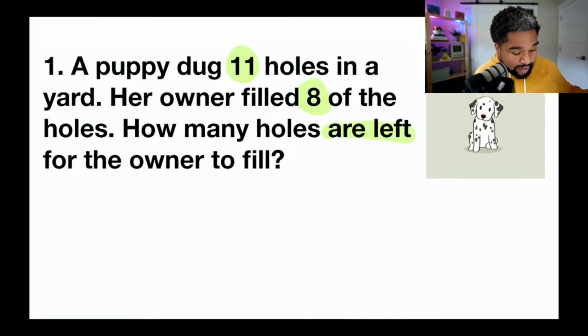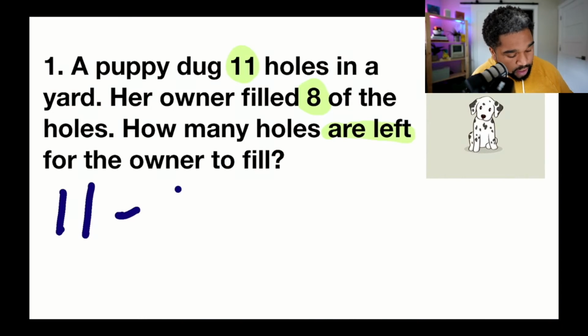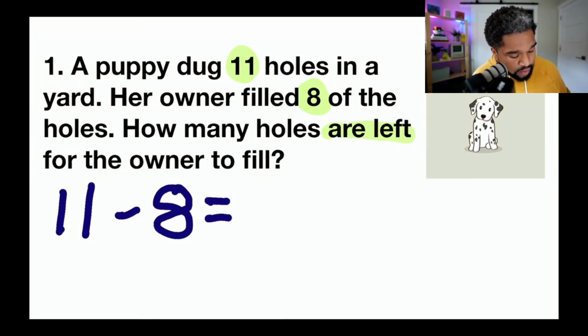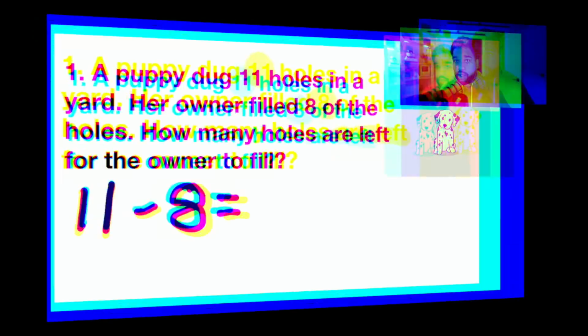A puppy dug 11 holes in a yard. Her owner filled 8 of the holes. How many holes are left for the owner to fill? Okay, so we already have our numbers identified. I know that I'm going to start with 11 because that's how many holes the puppy dug. The owner then came out and took 8 of those holes away by filling them up. So what I need to figure out is 11 take away 8 equals some number that we don't know. See how simple that was?